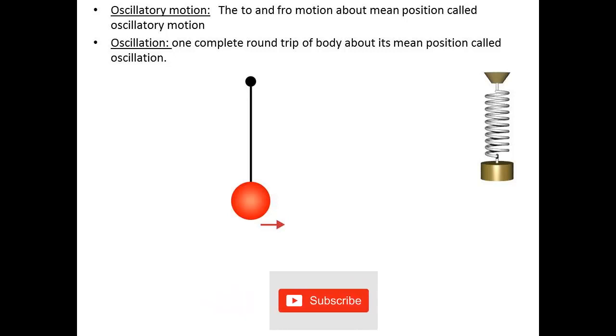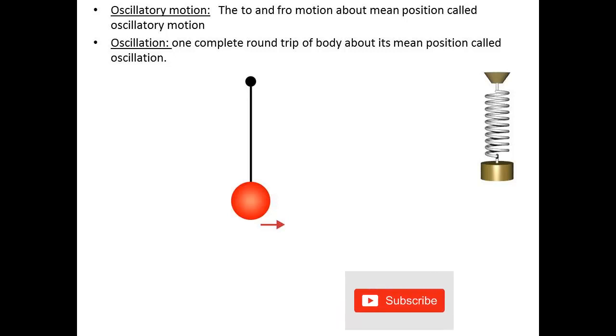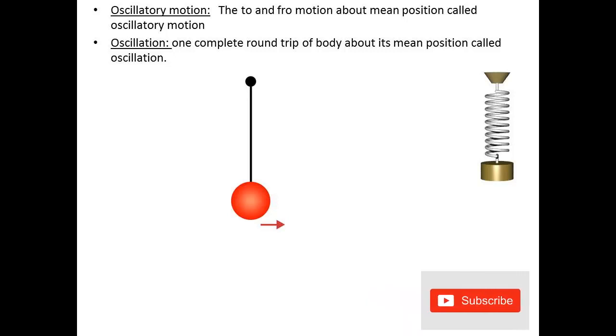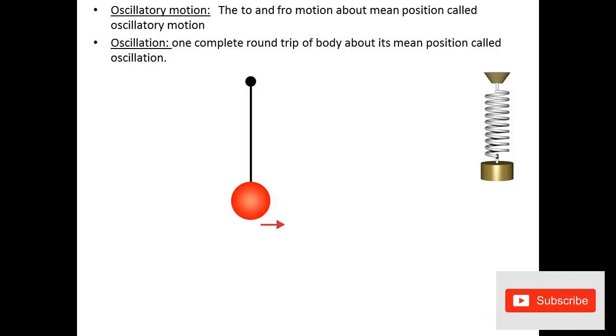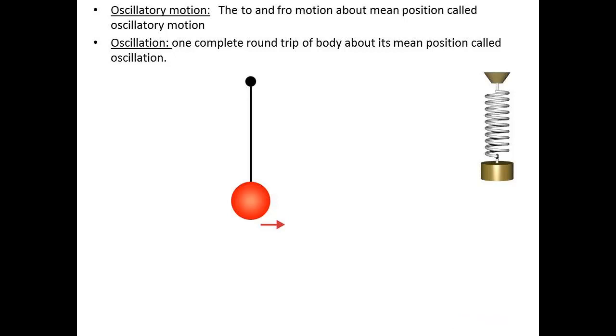Look at the two diagrams. One is a mass spring system and the other one is a simple pendulum. Both are oscillating between two extreme positions, called the to and fro positions, about their mean position or equilibrium position.